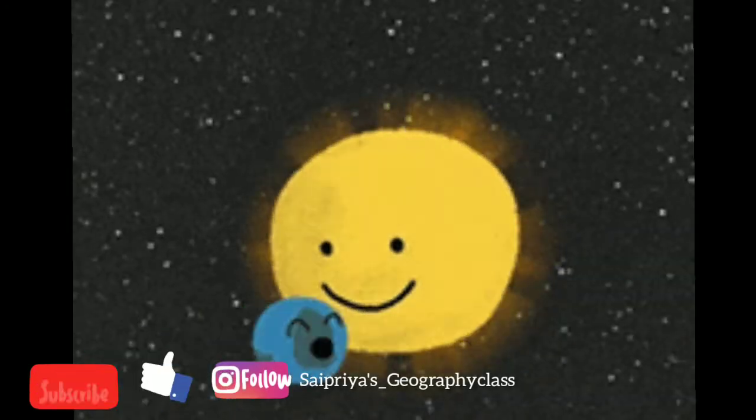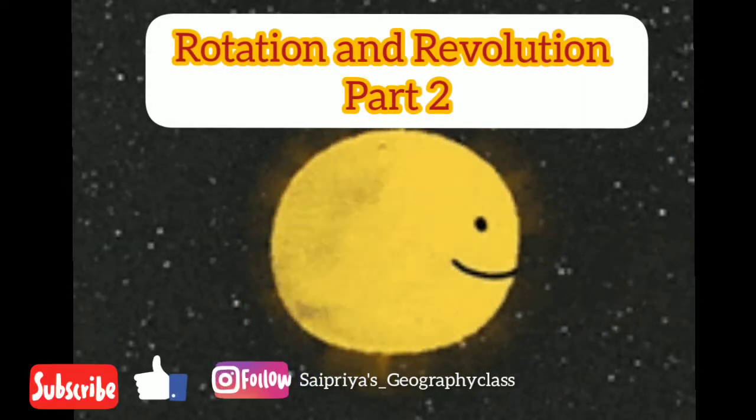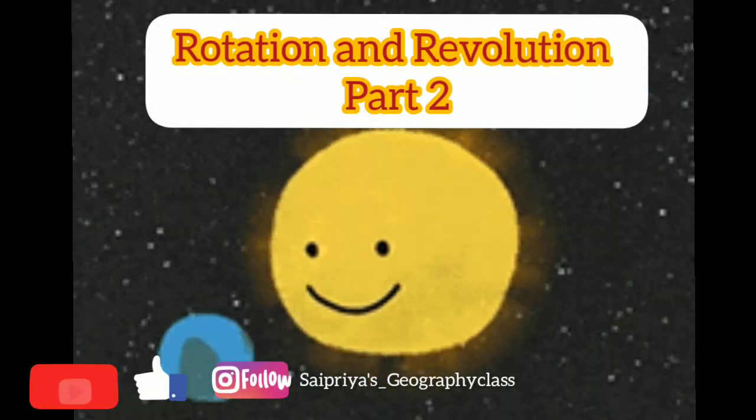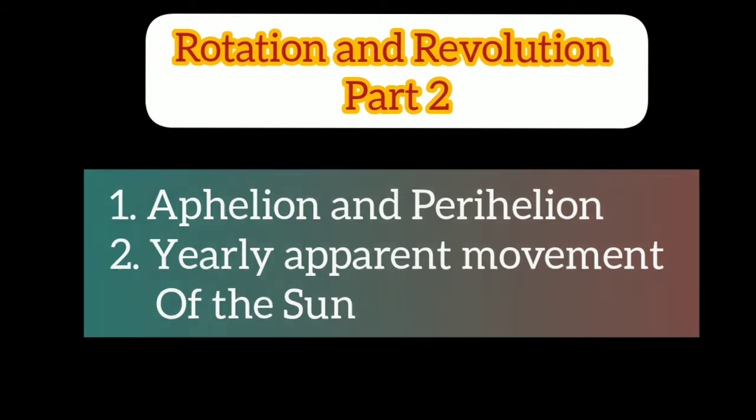This video is the continuation of Rotation and Revolution Part 2. Today we are going to learn about the Aphelion, Perihelion, and the yearly apparent movement of the Sun. So let's see it. Now what is Aphelion and Perihelion?